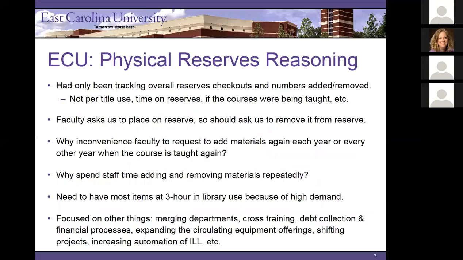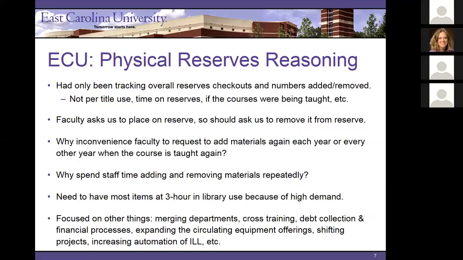So as we looked at all of the problems, we thought, how did we get here? And we found out that what we were tracking of course reserves was the overall checkout numbers and the numbers of items that we put on and took off course reserves each semester. And those numbers were all robust. In fact, the year before, our physical course reserves had increased by 16%. So it looked like course reserves was doing fine.